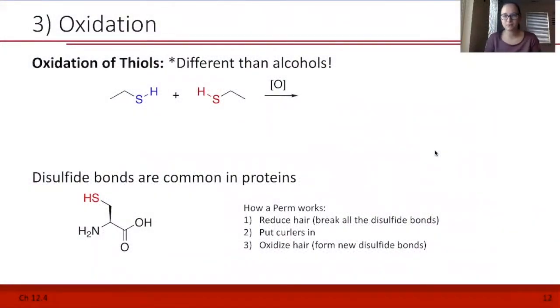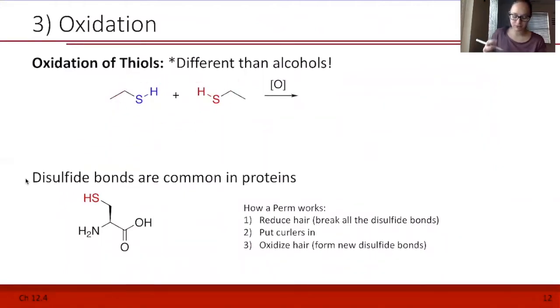Okay, so we have one more little chunk of oxidation reactions, and these are actually oxidations of thiols. These are completely different than oxidations of alcohols. So when we oxidize a thiol, what actually happens is instead of making more carbon sulfur bonds, we actually make a sulfur sulfur bond. So what this looks like is we'll have a bond in between two different molecules.